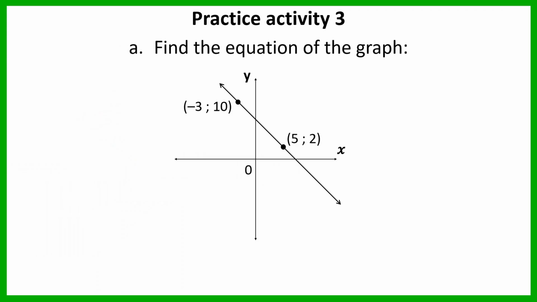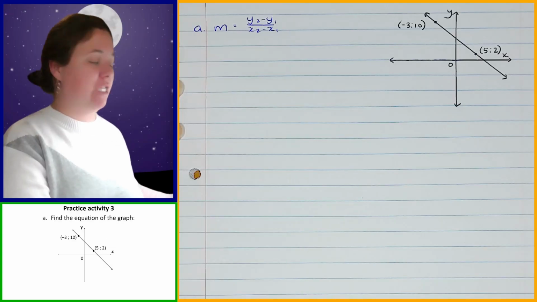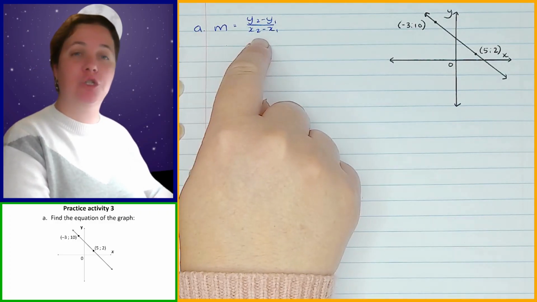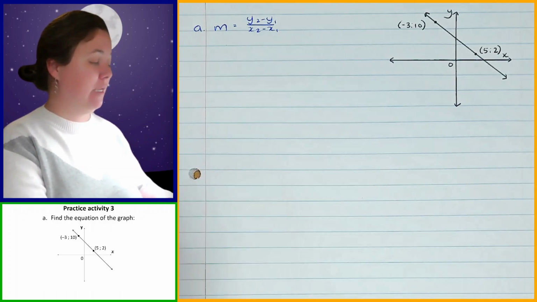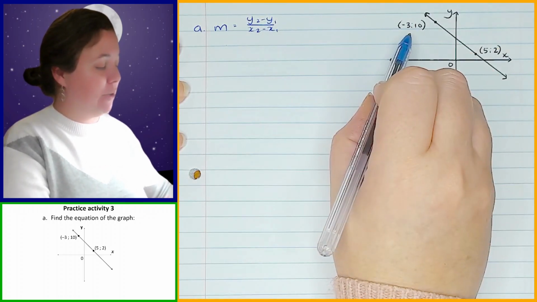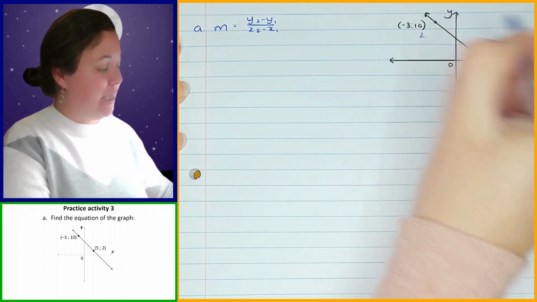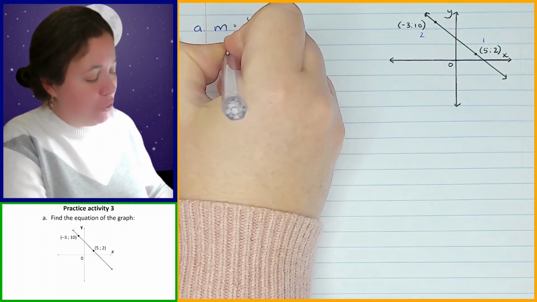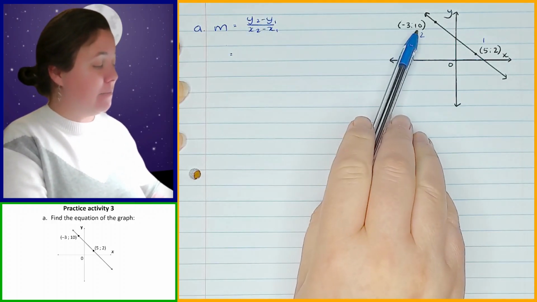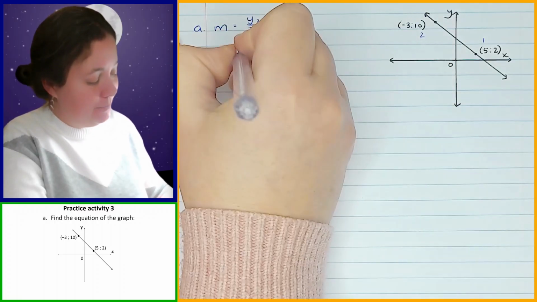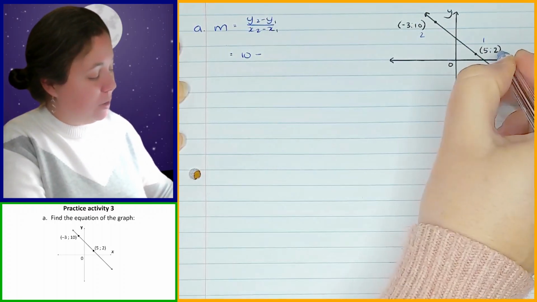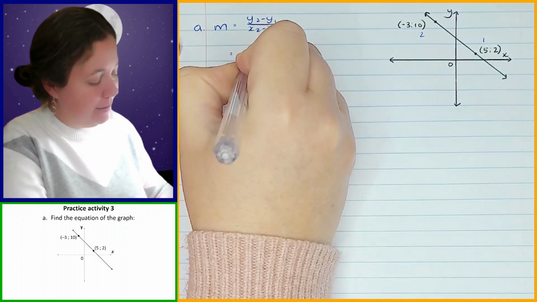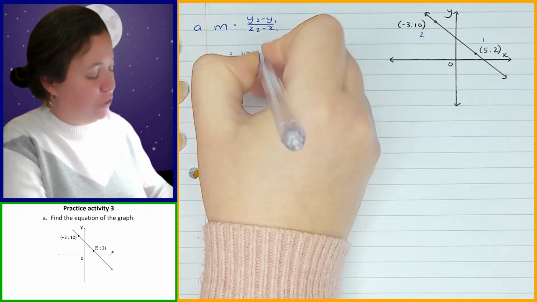Okay, so let's go through that question and see what you should have got. Right, so we're going to start off by finding our gradient like normal using the formula y2 minus y1 over x2 minus x1. I'm going to choose to make this point 2 because it has a negative and this one doesn't have a negative, and this will be point 1 over here. Okay, so when I go and substitute this in, my y2 is going to be 10 minus y1, which is 2, over x2 is -3 minus x1, which is 5.